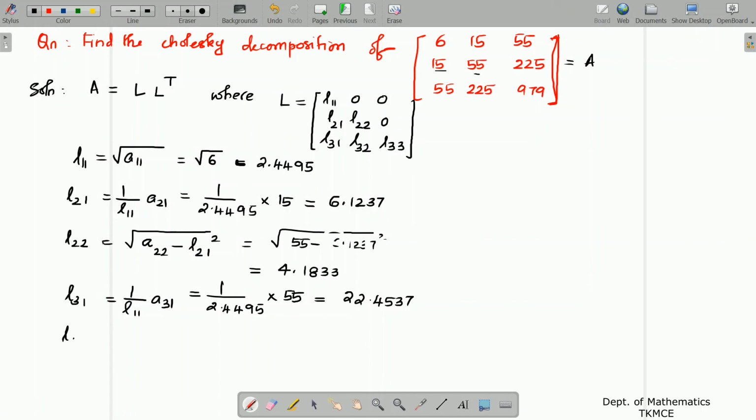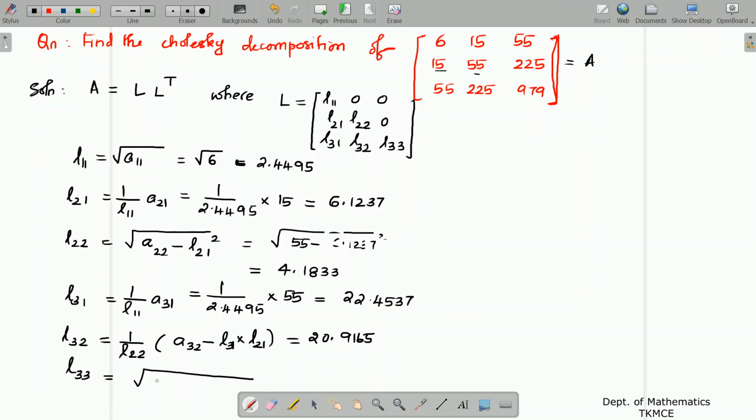Now L32 is equal to 1 by L22 into A32 minus L31 into L21. So L31 is already obtained, L21 is also obtained, and we have A32 as 225, and hence substituting and simplifying all these values, we have L32 as equal to 20.9165.